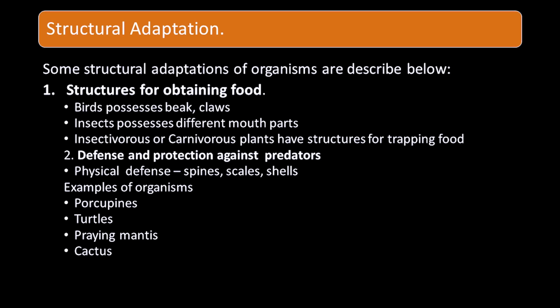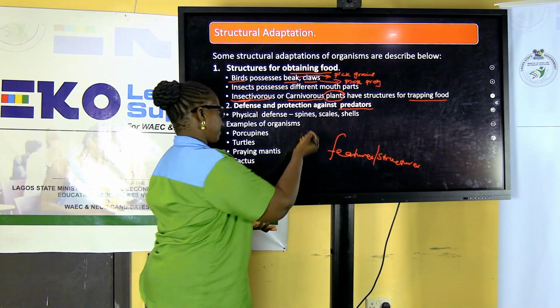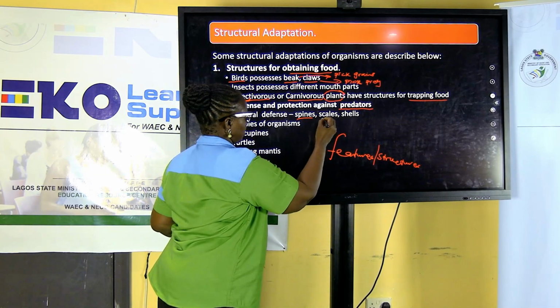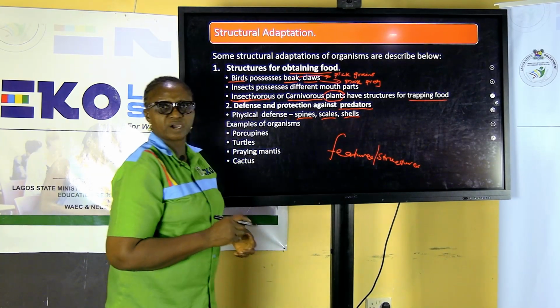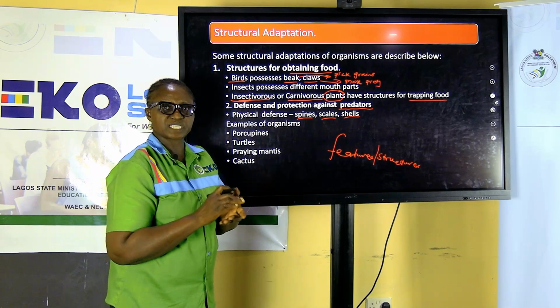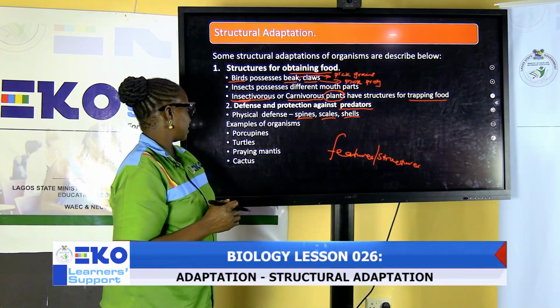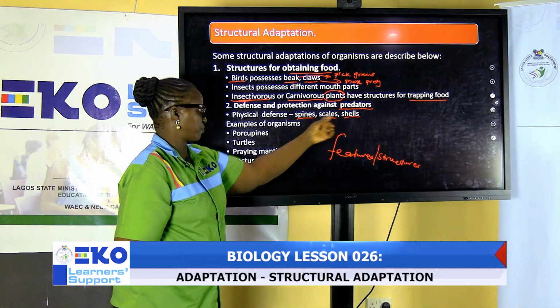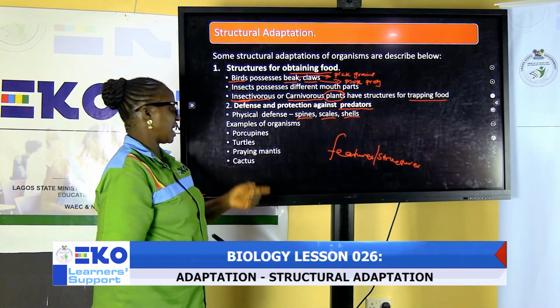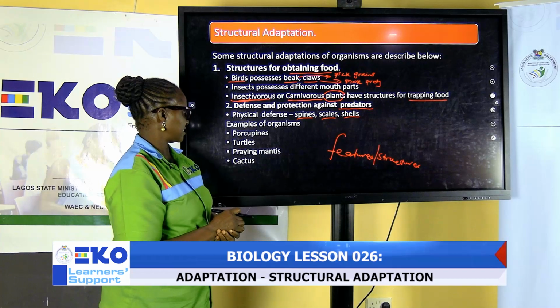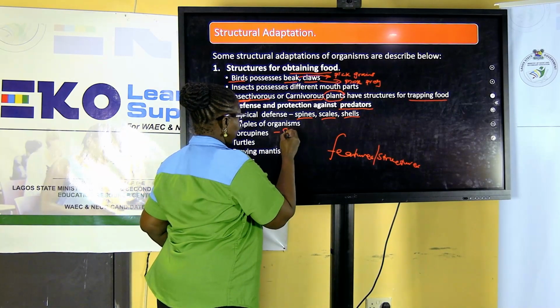So how will a prey protect itself from predators? Some of these prey have physical defense. What do I mean? Some of them have spines, some have scales, some animals have shells. All of these are to protect their bodies from being attacked or eaten by a predator. Examples of organisms that possess some of these features, we have in porcupines. Porcupines possess spines.